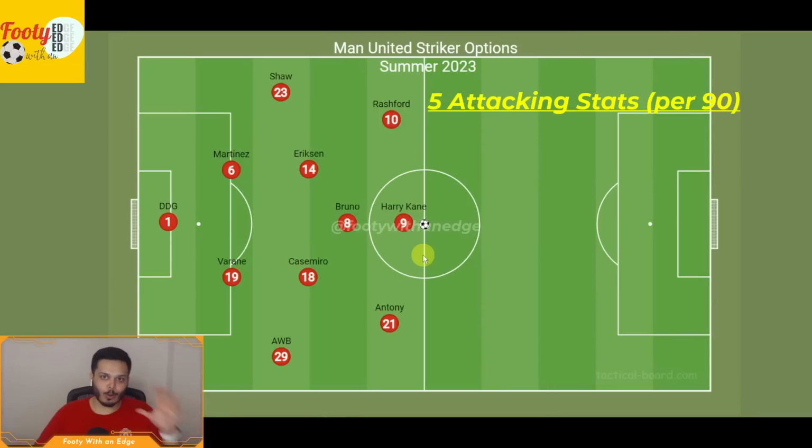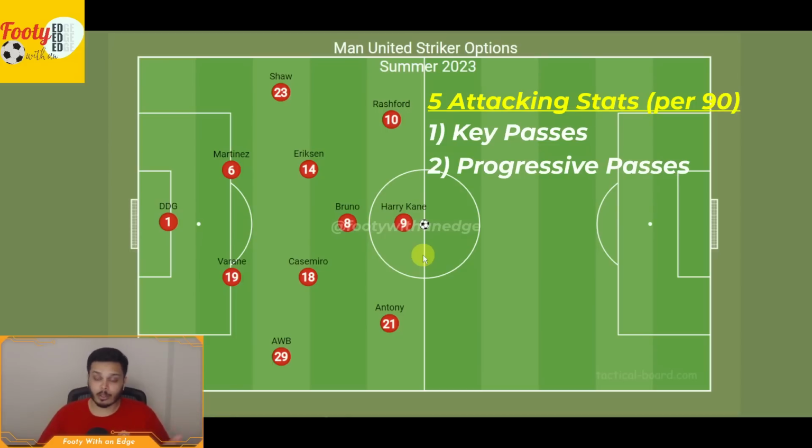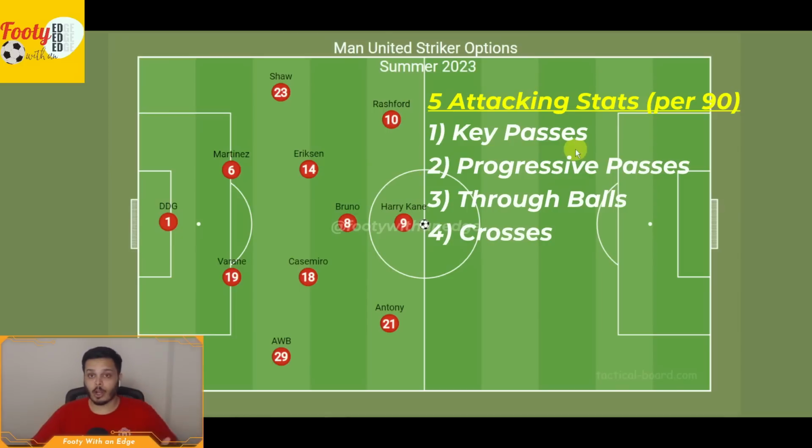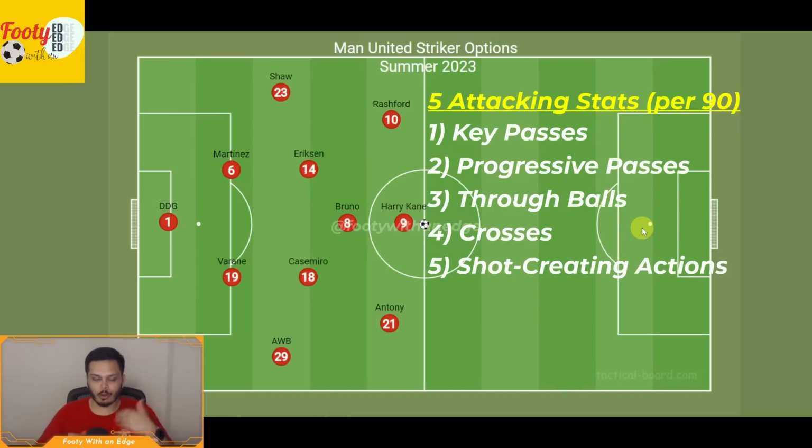So we're going to look at the following 5 metrics for all 6 players, which is key passes to see how often a player plays the pass before a shot, progressive passes to see how often a player drops deep and passes forward, through balls to see how often a player plays the ball into open space behind defenders, crosses to see how often they get into the wide areas to play the ball in instead of shooting, and finally, shot creating actions, which will give us an overall picture of their creativity.